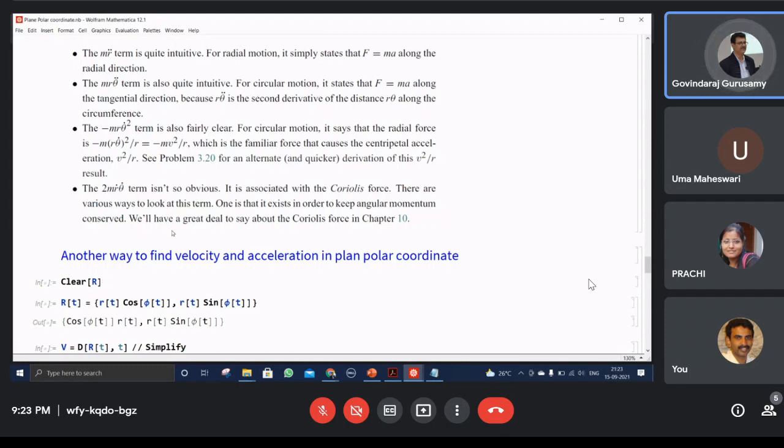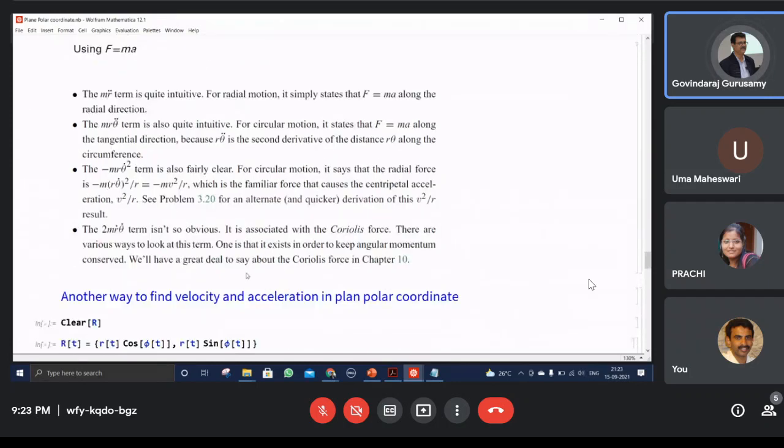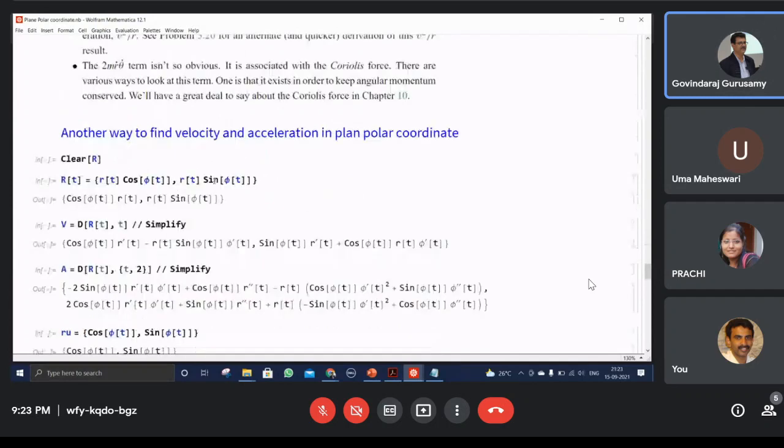So this is also like an acceleration. It takes care of one thing: it exists in order to keep angular momentum conserved. Otherwise, it's going to be a problem. We will have a great deal of learning on this also. So we have four acceleration terms. Each one can be understood by looking at each of them carefully, then trying to analyze them.